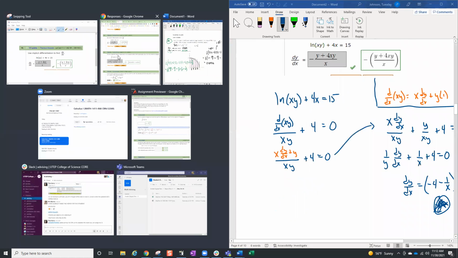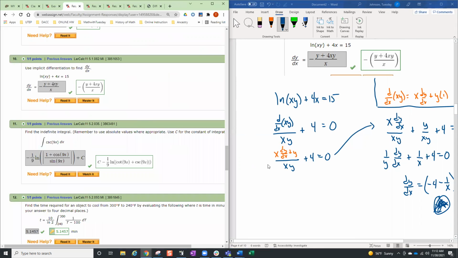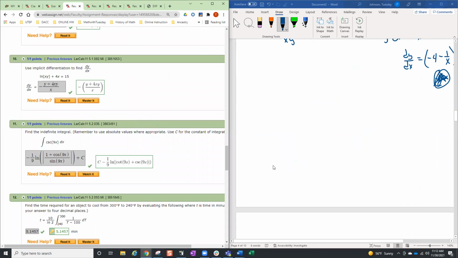I like how my computer keeps asking, hey, you sure you don't want to save this yet? No, I'm going to continue to be stupid and not save.